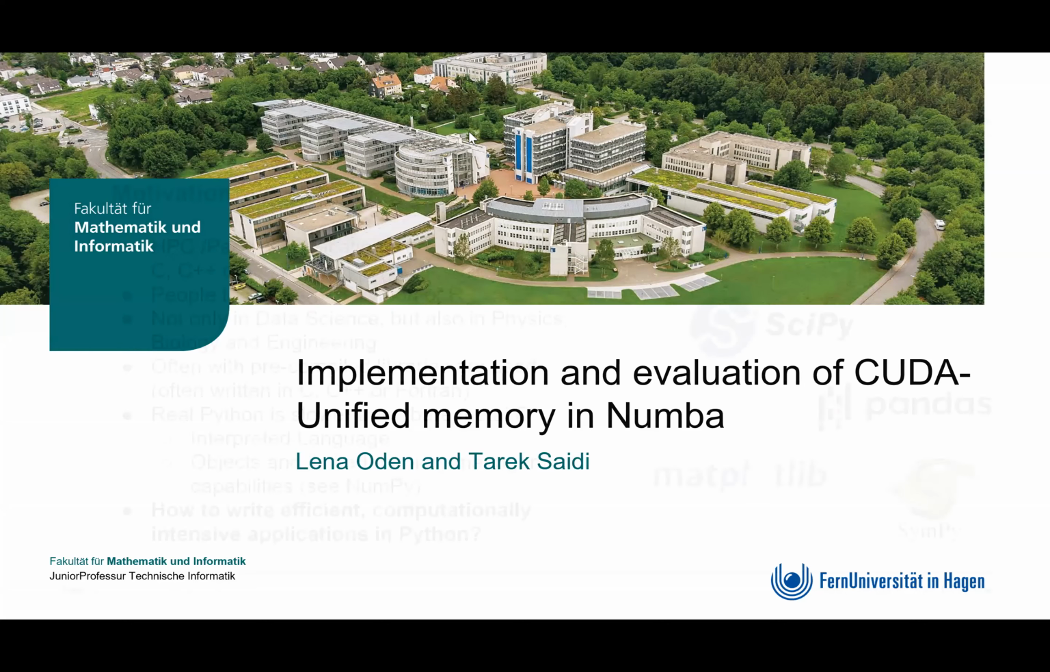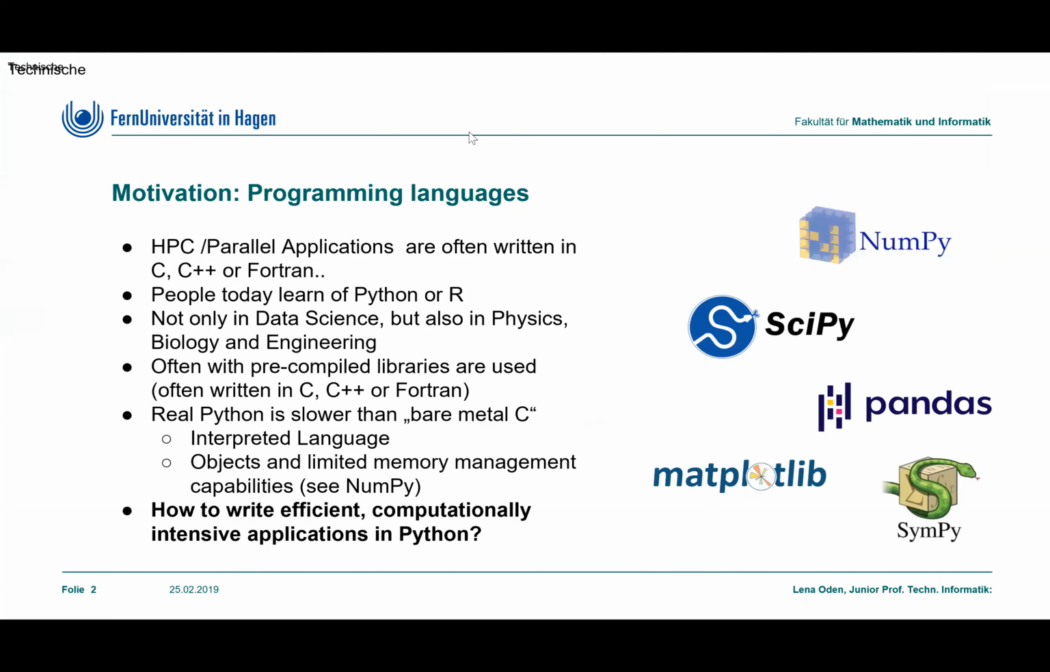Let's start with the motivation. Why I'm looking at this kind of work. I had a few works about Numba and CUDA. The point is that most HPC and parallel applications are written in C++ or Fortran. But the problem is that a lot of people today don't learn these languages, especially my students. They want to learn parallel programming, but have no idea about C or C++ or Fortran. And it's very hard to teach them parallel programming, because you first have to teach them C or C++, which takes a lot of time.